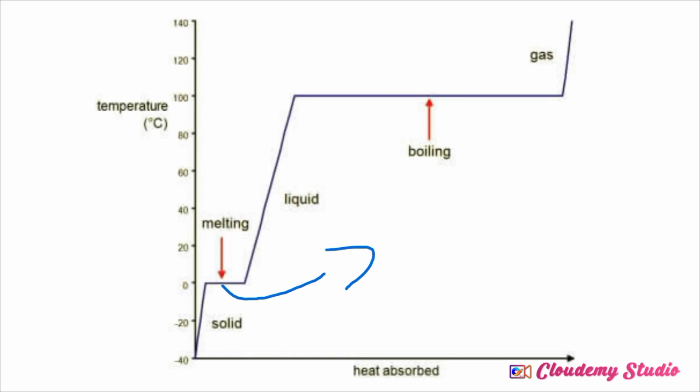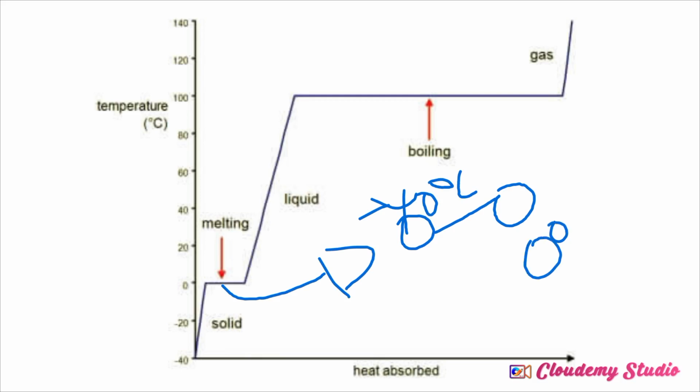You can see melting. Let's say we have ice at minus 40 degrees Celsius. From minus 40 we took it to 0 degrees Celsius. It's still ice, still solid. Please listen to me carefully. The temperature has changed, right? So before the next stage, what do you have here?